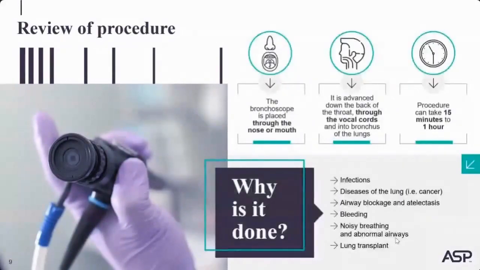The procedure for a flexible bronchoscopy varies a bit depending on what the objective is. Therefore, it can be as quick as 15 minutes or as long as an hour. The bronchoscope is inserted through the mouth or the throat and is advanced down the back of the throat, through the vocal cords, and into the bronchus of the lungs. Why is a bronchoscopy done? Some of the reasons a bronchoscopy is done are to take a biopsy, treat infections, remove blockages, or address bleeding within the area.